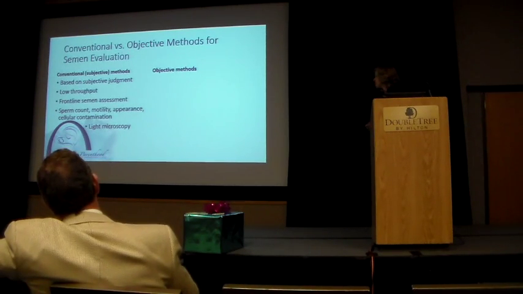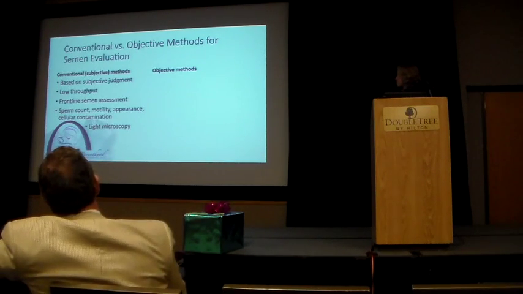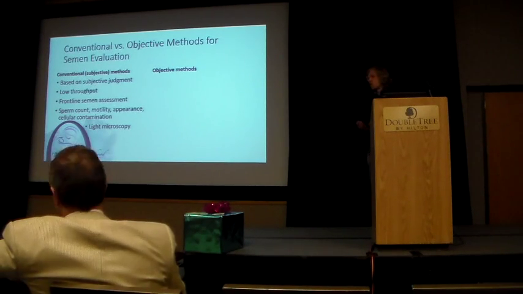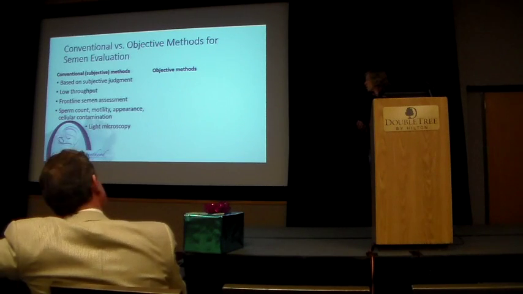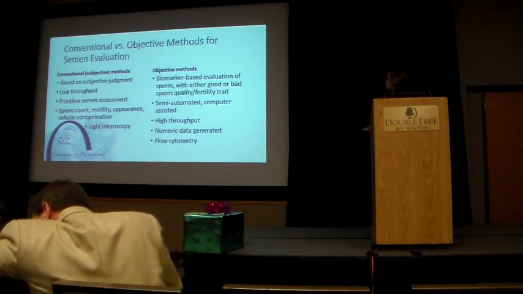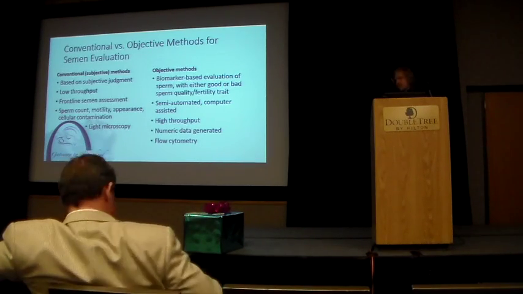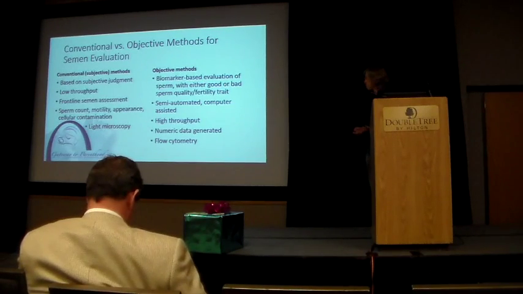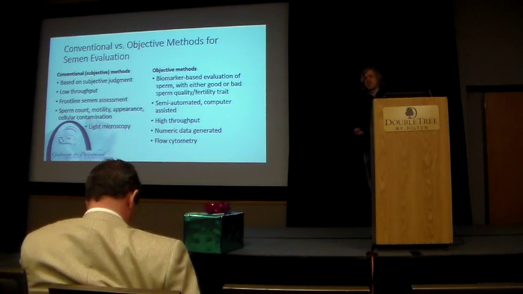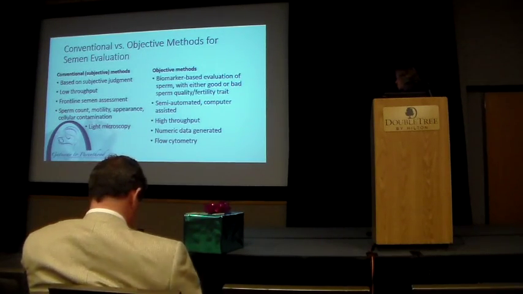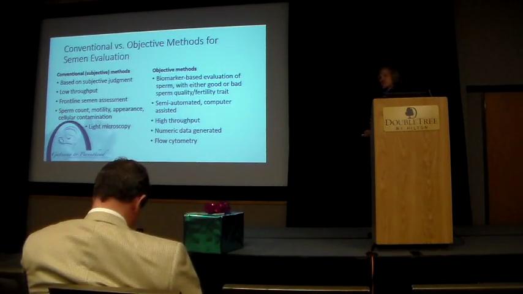Whereas objective methods are something which is kind of new to this field, adding to quality by determining whether the sperm also have good fertility traits. So these are actually the biomarker-based evaluation methods of sperm with either good or bad sperm quality. They are semi-automated, computer-assisted. The advantage is that they are high throughput, so in one run, these methods can evaluate up to 10,000 sperm cells within one minute. Another advantage is that numeric data are generated, and the technique used for the objective method is flow cytometry, which I'm going to talk about in the next couple of slides.